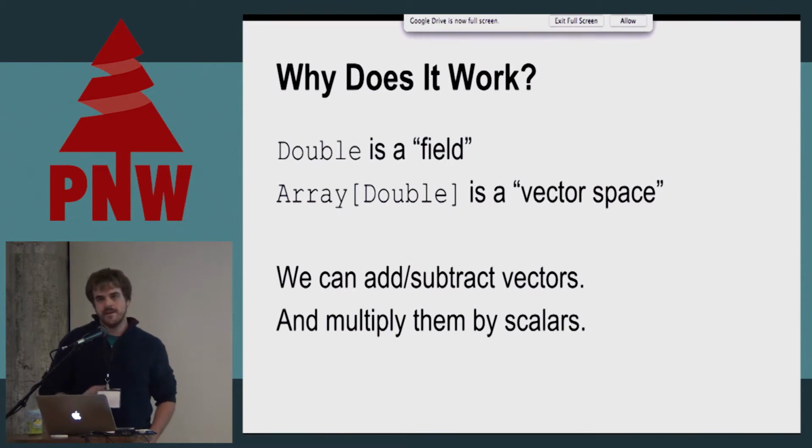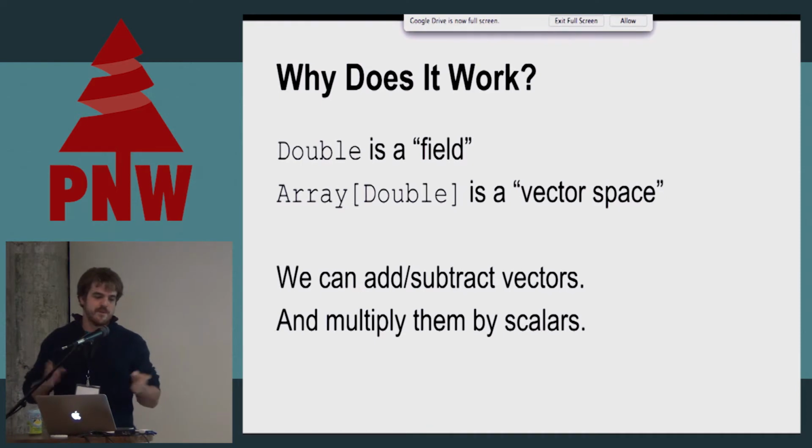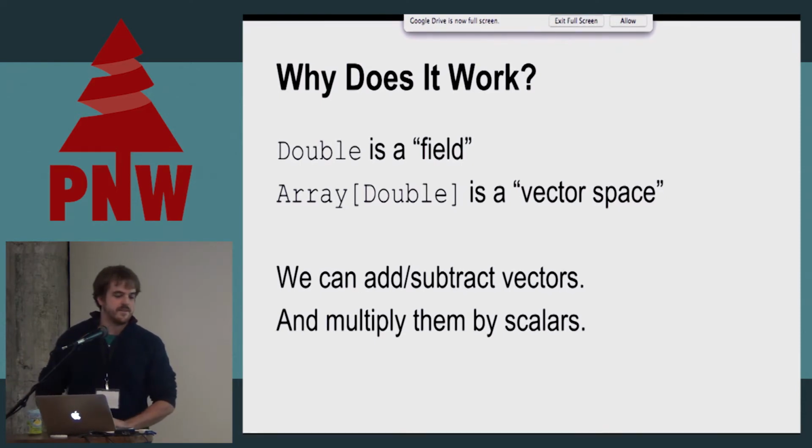So the question is, why does it work? I'm not going to get into this too much, but basically, Double is a field, don't worry about the name. Array[Double] is a vector space, and that means that we can add and subtract the vectors, and we can multiply them by a scalar.